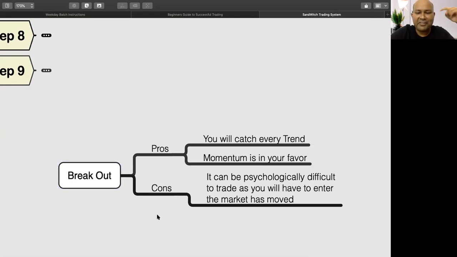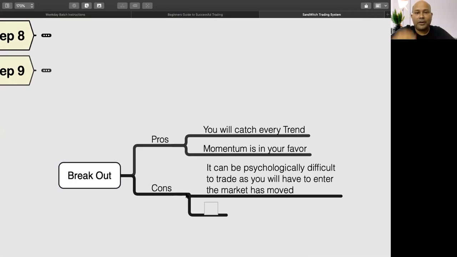Cons are that it can be psychologically difficult to trade, as you will have to enter the market after it has already moved. Okay, so I will show you one of the examples, and you will understand what I'm talking about.